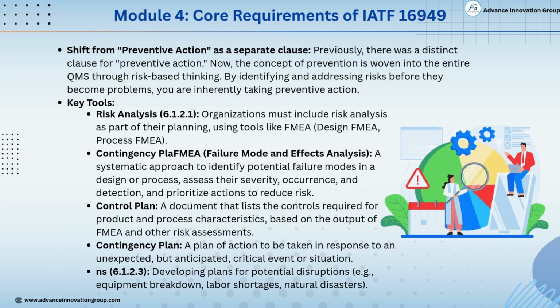6.1.2.1. Organizations must include risk analysis during planning using tools like FMEA, Design and Process FMEA, Contingency FMEA. This is a method to analyze failure modes, evaluate severity, likelihood, and detectability, and take action to reduce risk. Control plan. It documents all the controls needed to maintain product and process characteristics, using outputs from FMEA and other tools. Contingency plan. This outlines actions for handling unexpected but predictable events, like breakdowns or labor shortages.